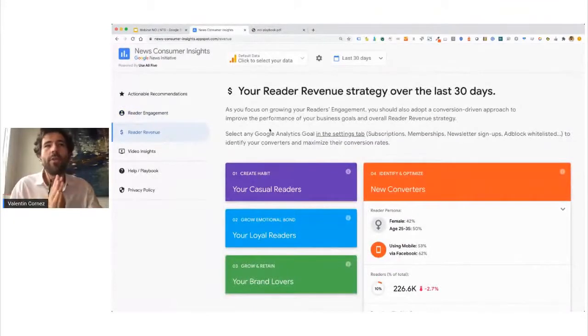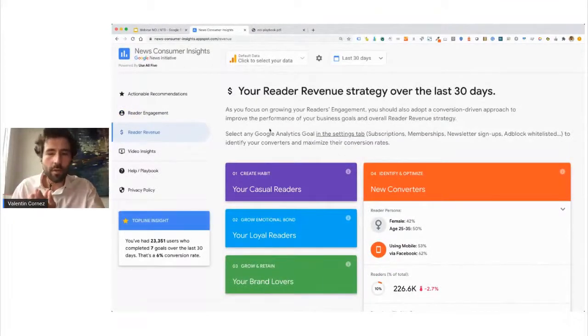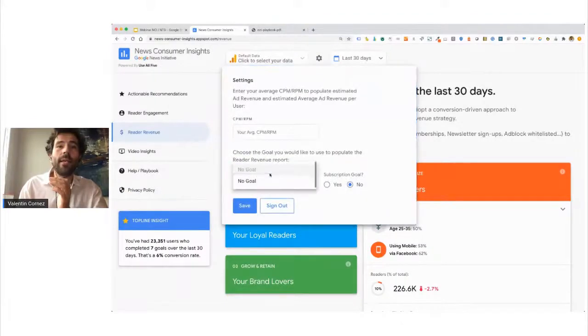All right, so let's talk about reader revenue. Most of you are thinking about or have already developed some new revenue models like subscription, contribution, affiliation. So we wanted to provide some value here and some reports to help you support those models. This page will only populate if you have a Google Analytics goal implemented. All you need to do is go to your settings tab and select a Google Analytics goal that you have in your account. And we'll assume that for this case, this is a subscription goal that you have set up.